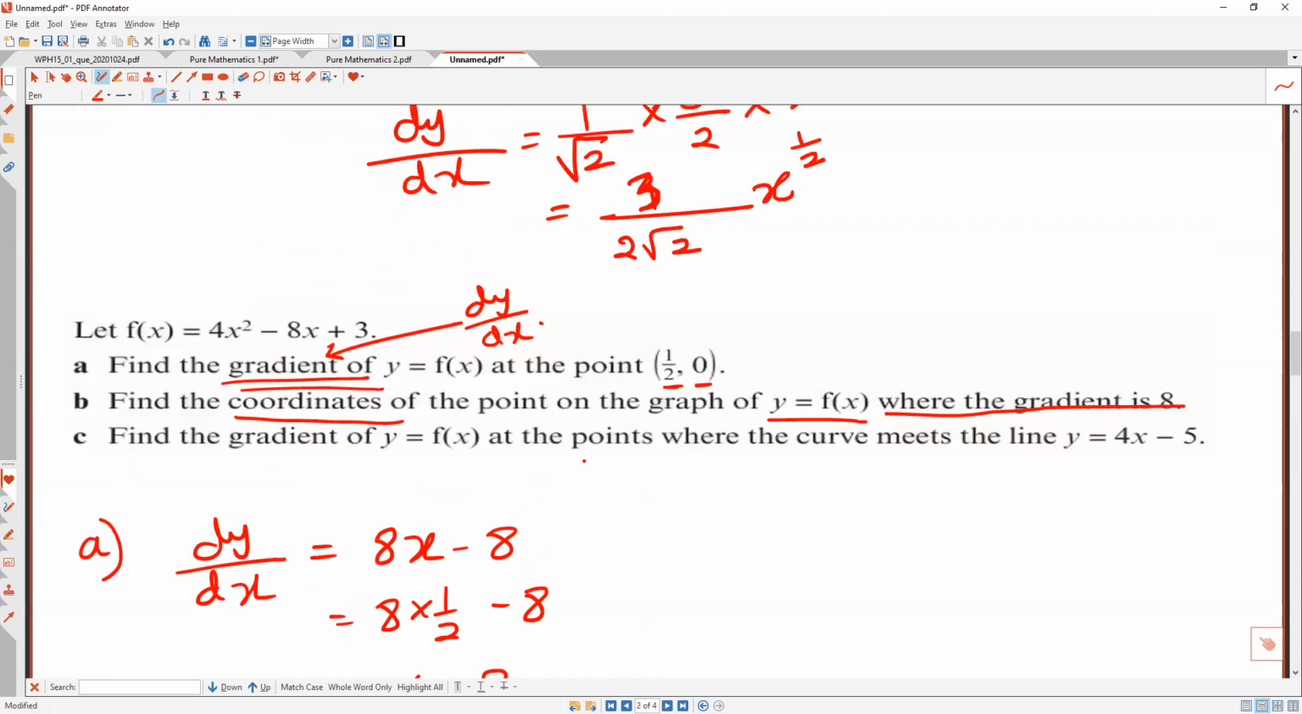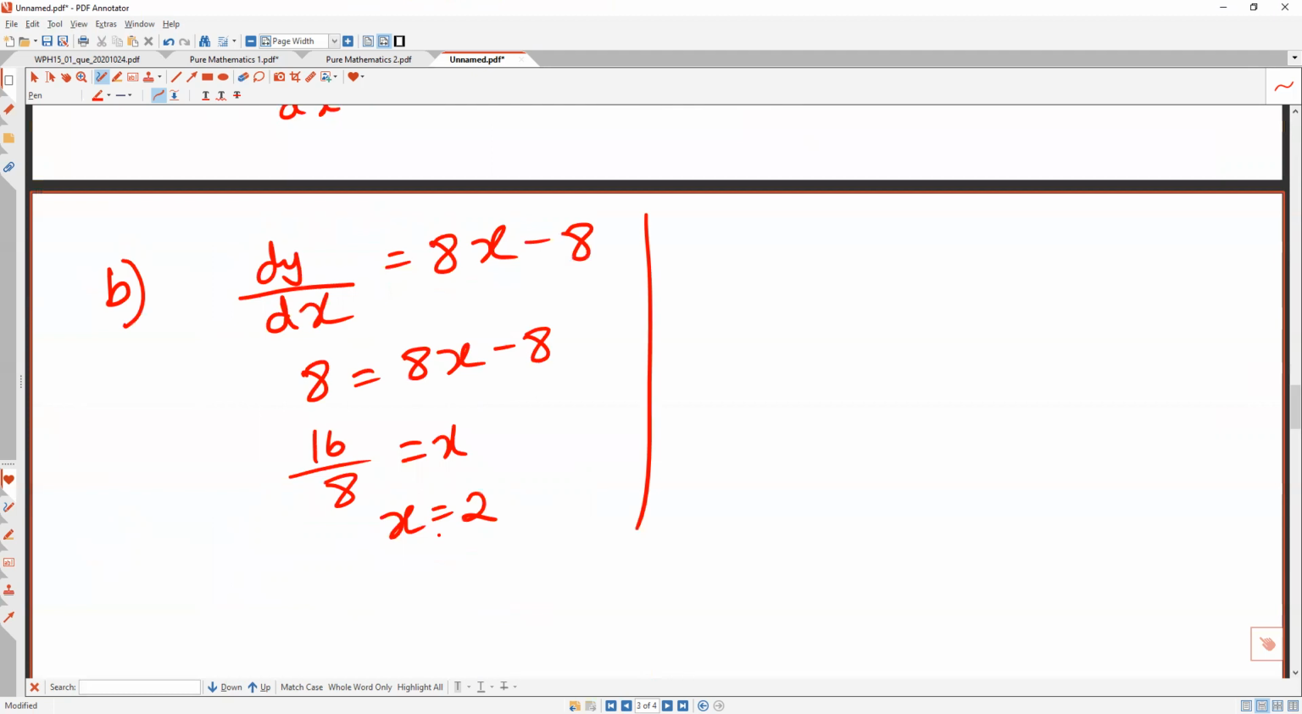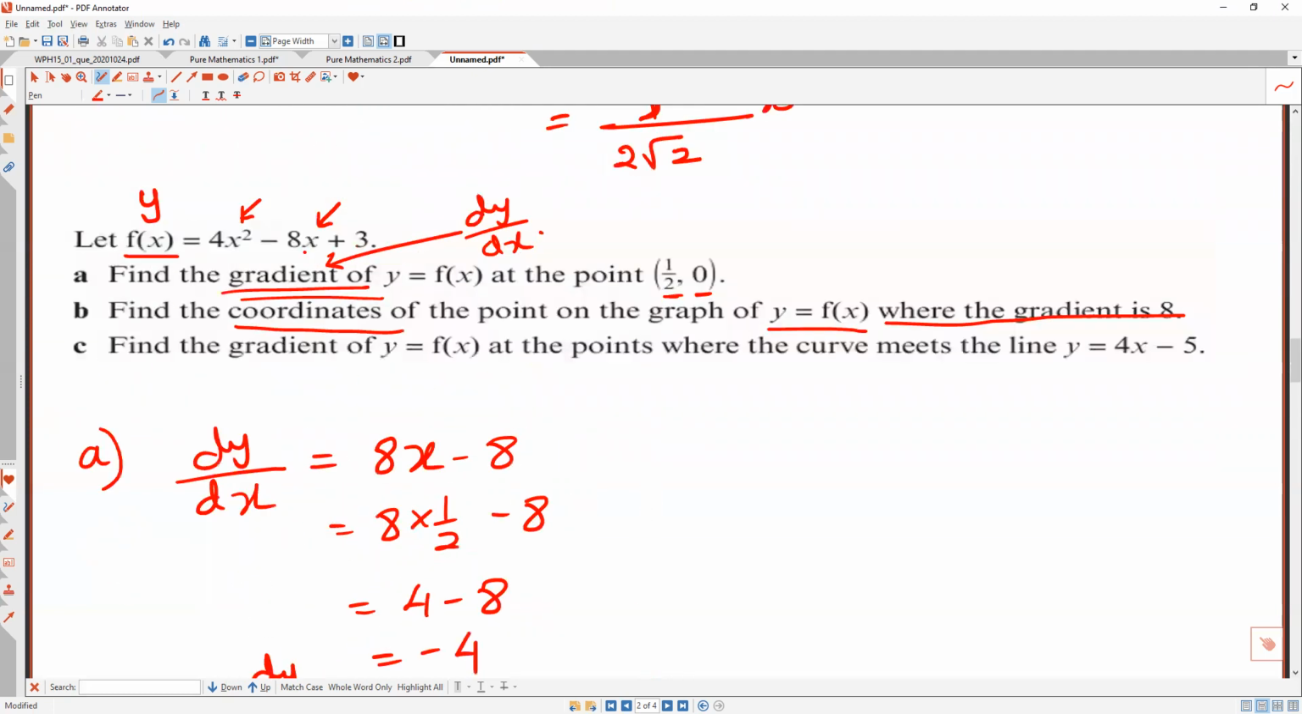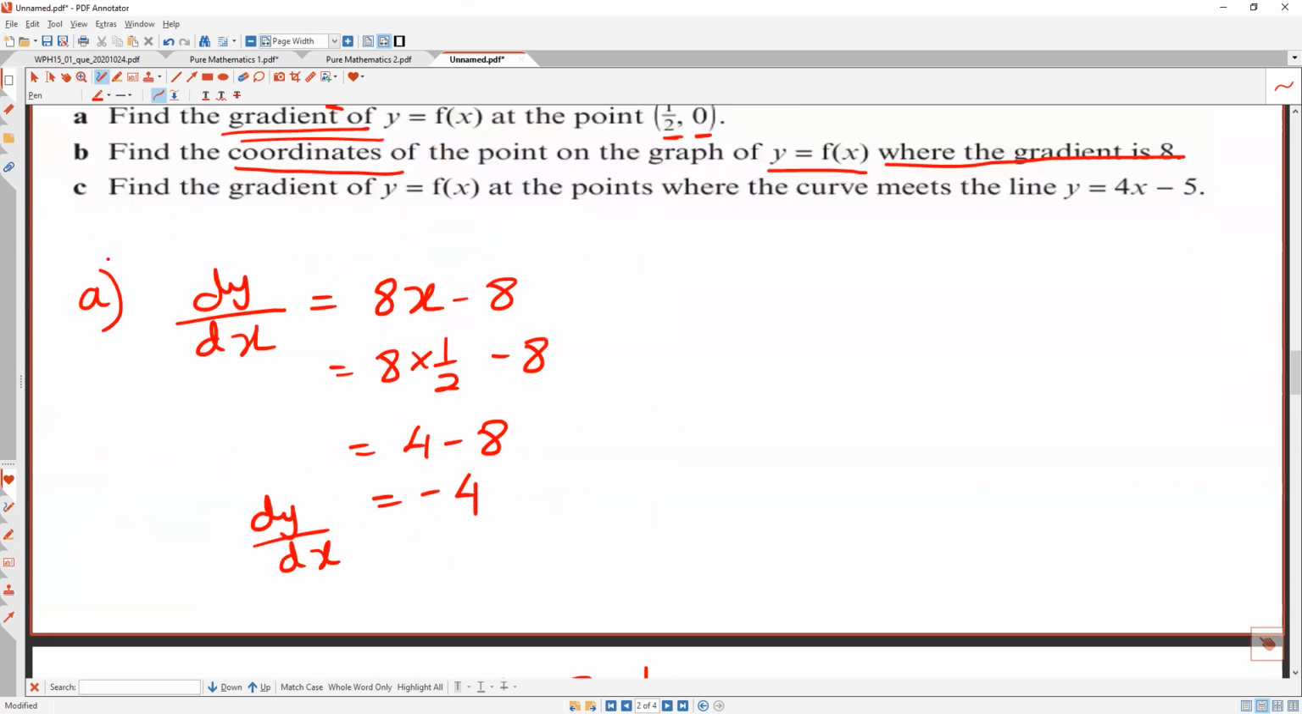Now what does this mean? fx মানে কি y. I told you, na? fx also means y, right? If I need the y coordinate, all I need to do is substitute here what? 2. Because that is the x coordinate I got. x is 2, so in my main equation, in place of x, all I have to do is substitute 2. I will get my y coordinate. So y is equal to 4x square.